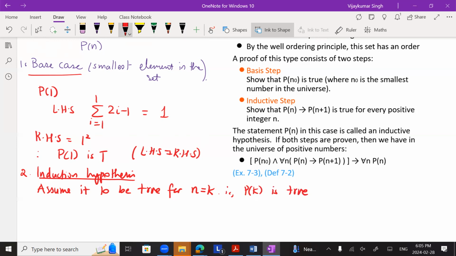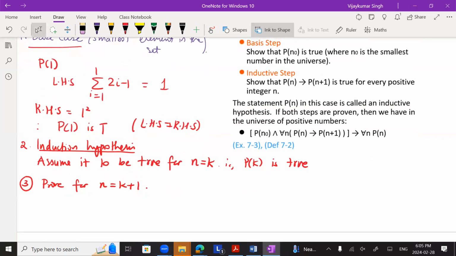Then the third step is prove. So you're basically proving for n equals to k plus 1. So from the induction hypothesis, we are trying to prove that it's true for n equals to k plus 1. Okay, so let's prove it now.